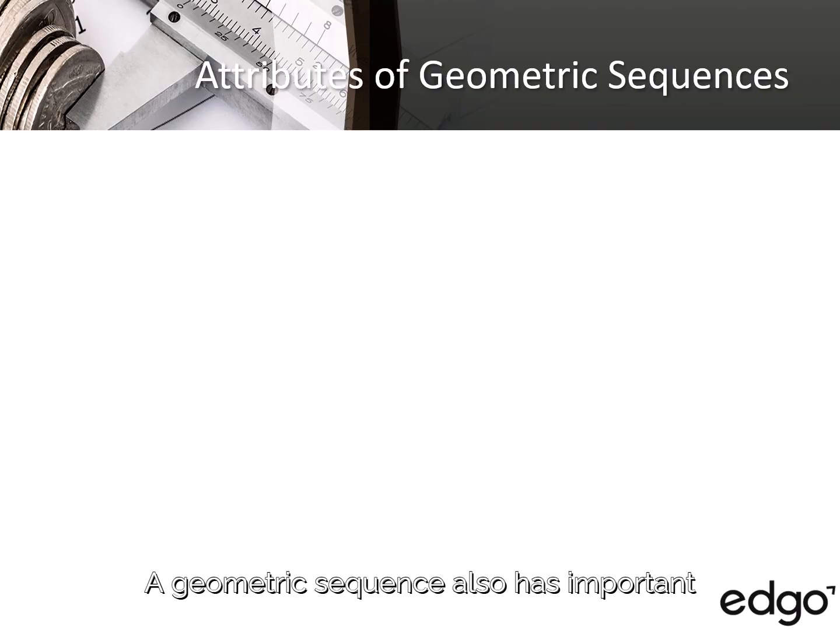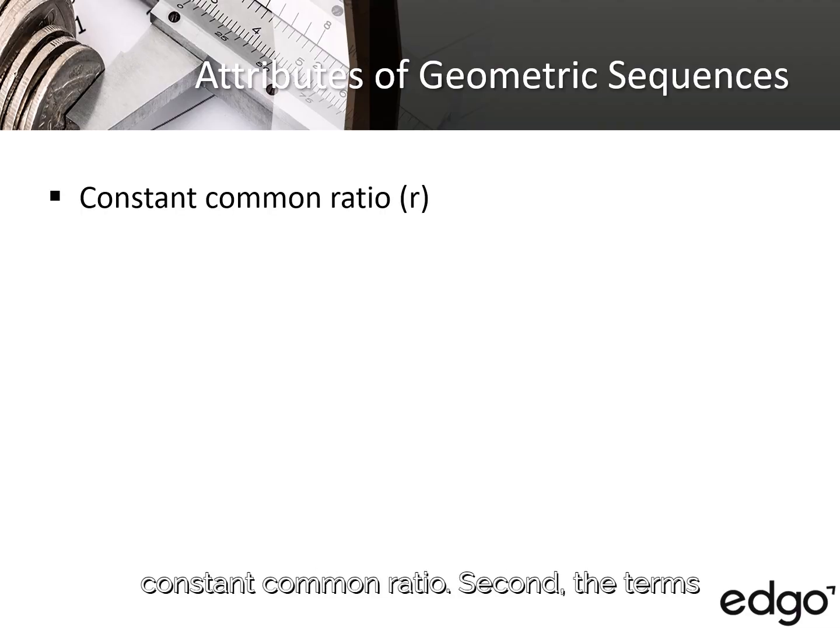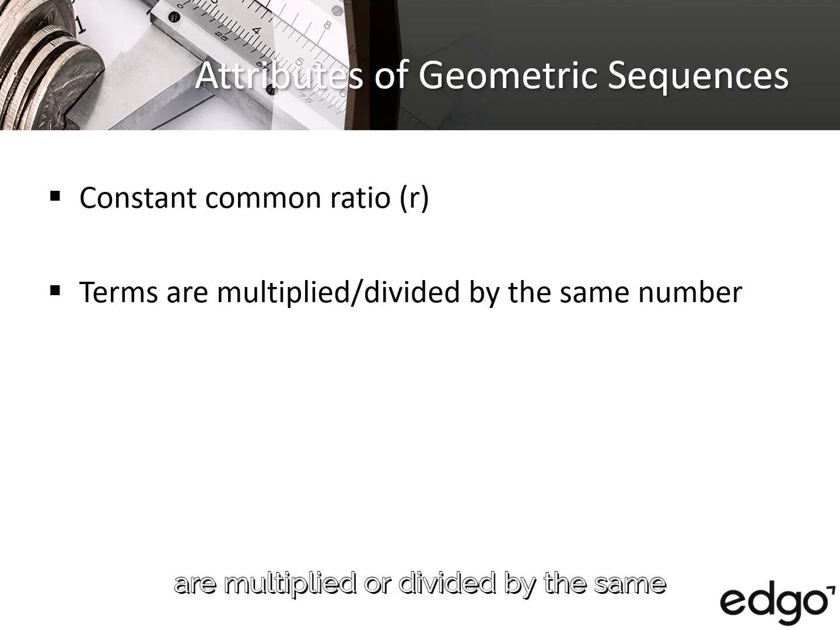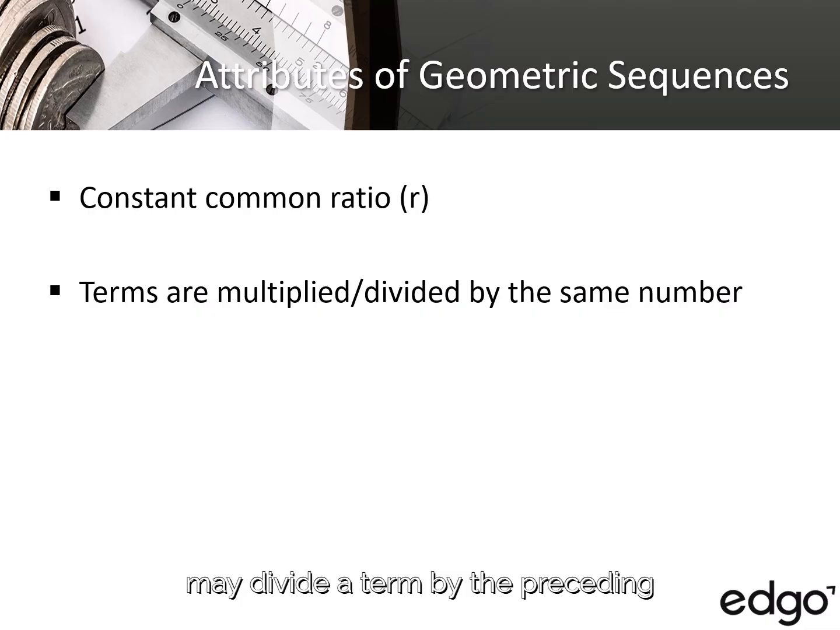A geometric sequence also has important attributes. First, it has a constant common ratio. Second, the terms are multiplied or divided by the same number. To determine the common ratio, we may divide a term by the preceding term. For example, 6 divided by 2 equals 3. 18 divided by 6 also equals 3.